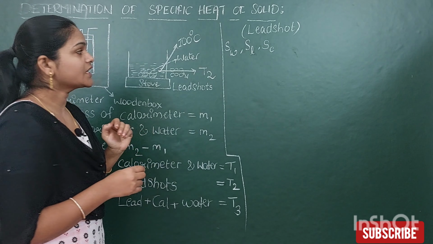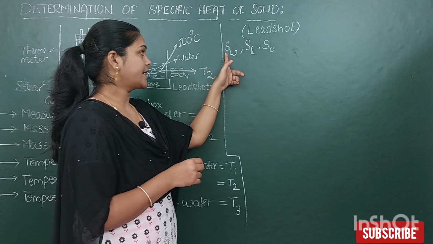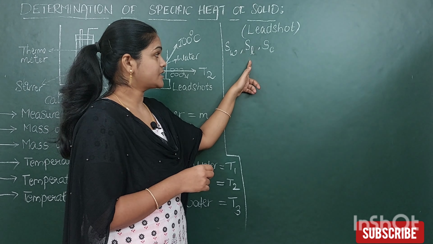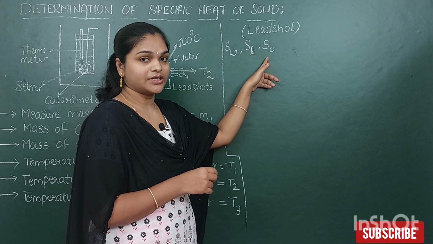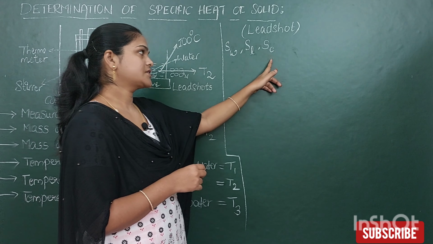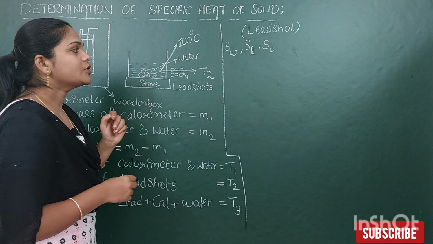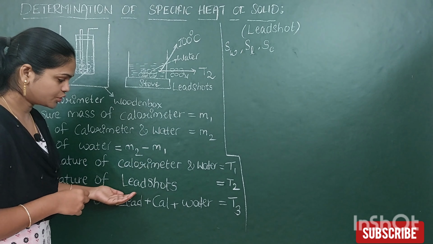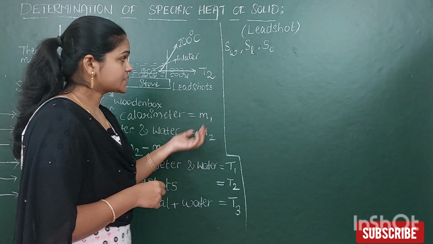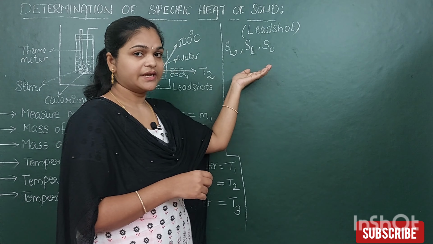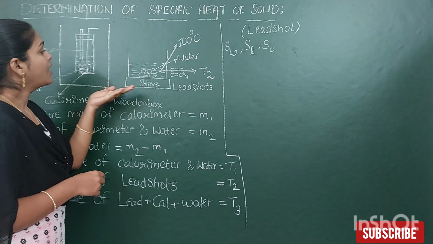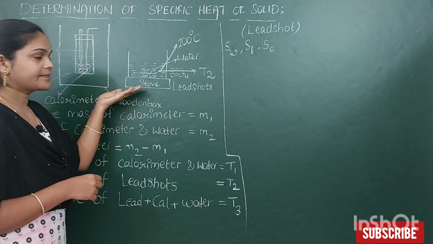So specific heat of water is denoted by SW, specific heat of lead shots is denoted by SL, and specific heat of calorimeter is denoted by SC. So now we know about the mass, the temperature, and with which symbol we are going to denote that. Next, we have to know what is the temperature difference taking place here.